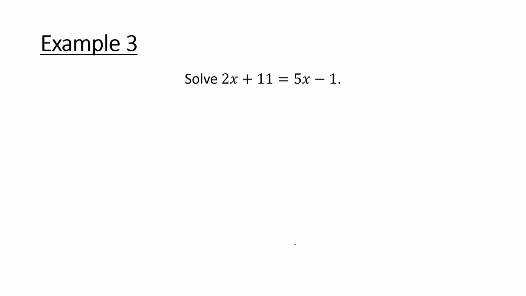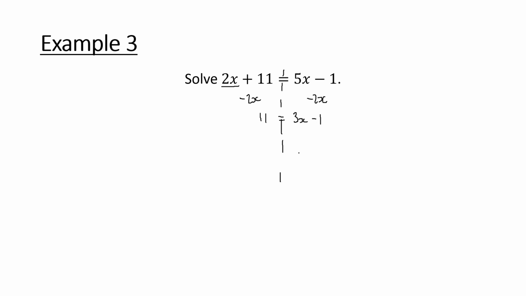Another example. 2x plus 11 equals 5x minus 1. So in this instance, you'll see that the smallest amount of x is on the other side. It doesn't make a difference what side they're on, as long as you're following the rules. So 2x at the moment is our smallest amount, so we're going to subtract our 2x because it's positive. So take away 2x from both sides. We're left with 11 is equal to 5x, take away 2x is equal to 3x minus 1.